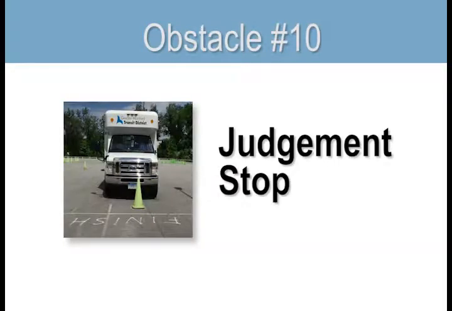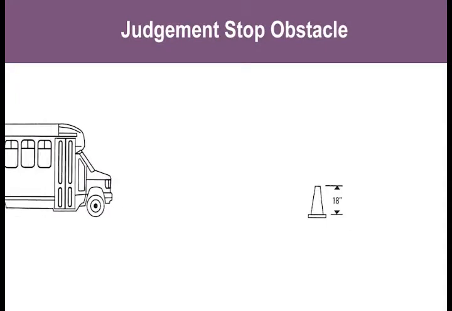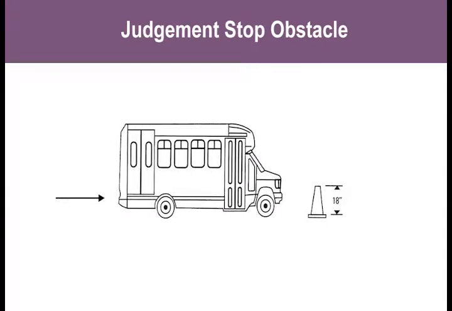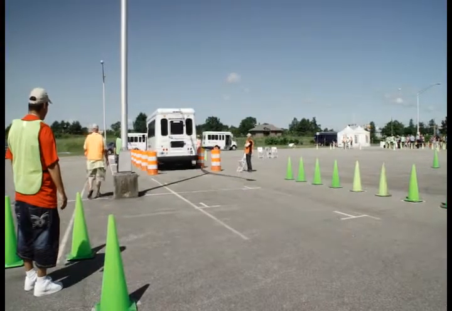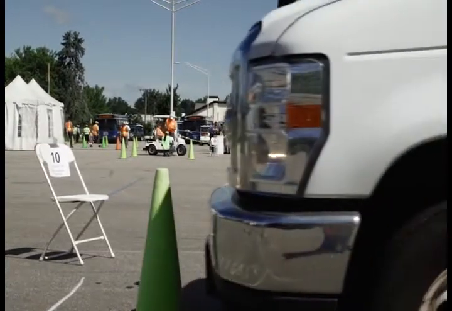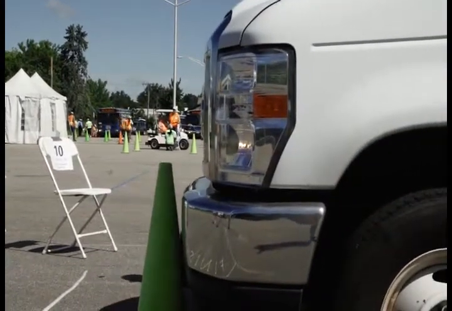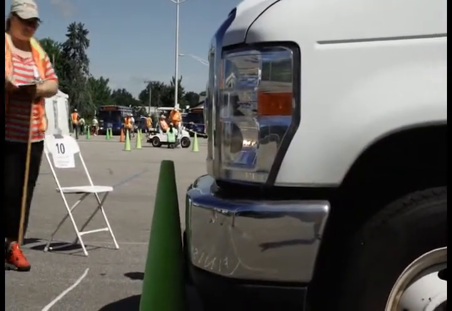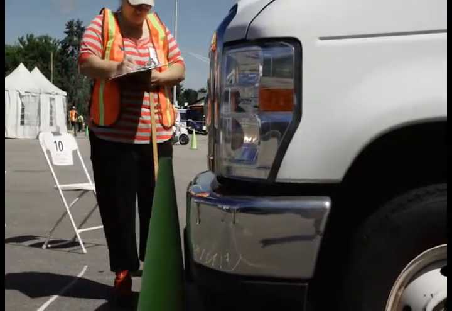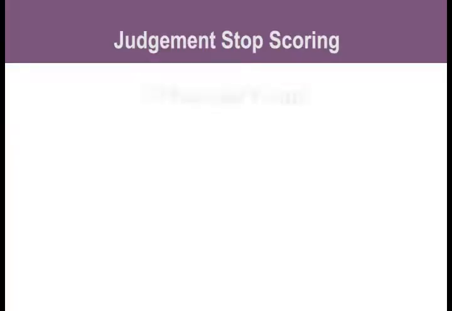The final obstacle is the judgment stop. This obstacle tests the contestant's ability to judge stopping distance between the bus and a small object, in this case a cone directly ahead. The contestant's goal is to be within 6 inches of the cone without touching it. There's one judge positioned at the finish line. The judge measures the distance between the vehicle's bumper and the top of the cone once the vehicle has been stopped. The contestant can achieve 50 possible points on this obstacle.